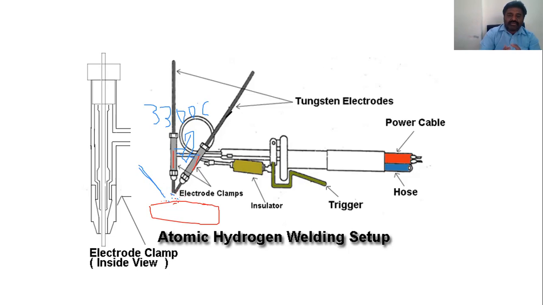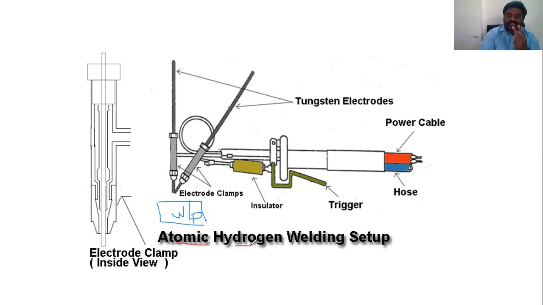So what happens here? An arc is struck. This is the workpiece here. The arc is struck between the electrodes. So once again, I am recollecting the words: I am using atomic hydrogen welding here.